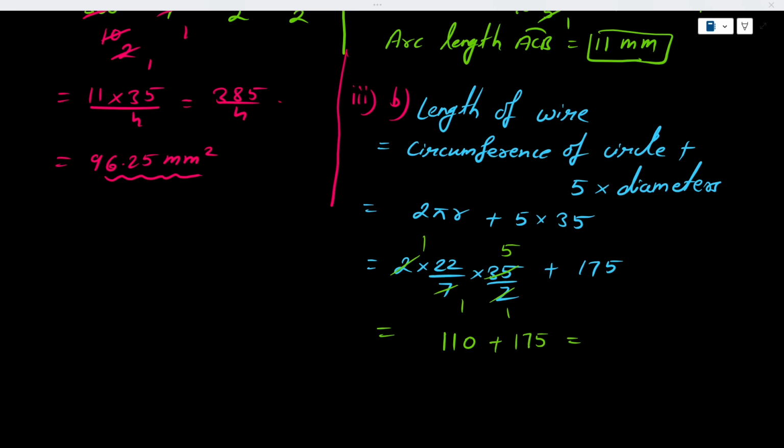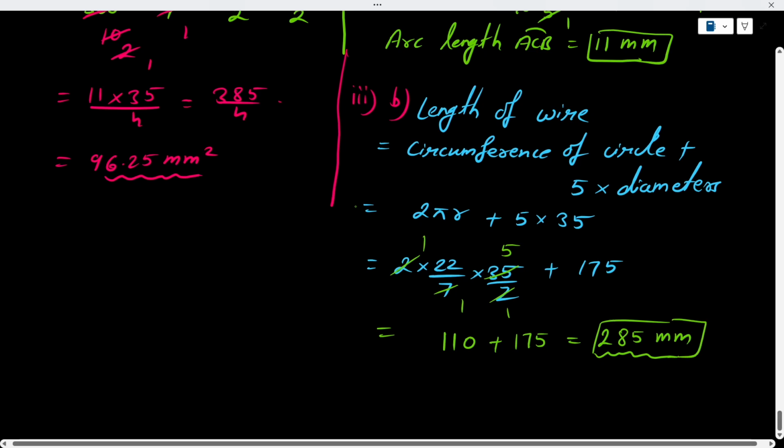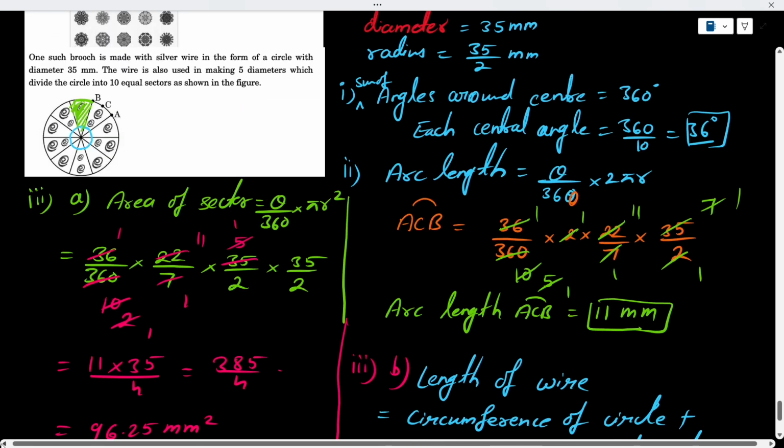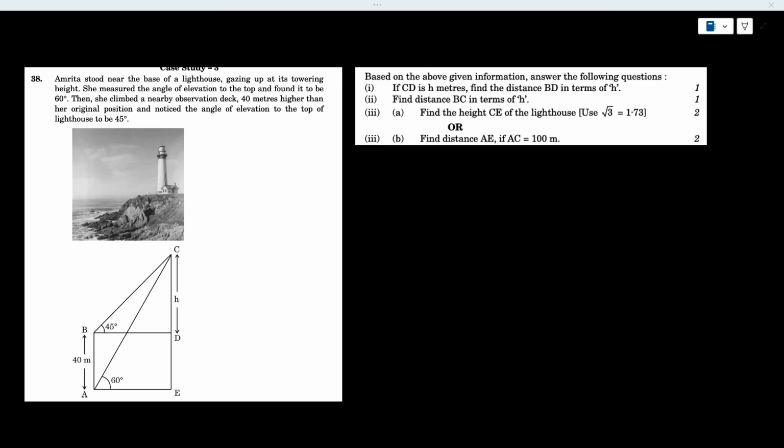So what is going to be the total length of the wire? It will be 285 millimeter of wire used to make this circle and those 5 diameters, which divide it into 10 sectors.